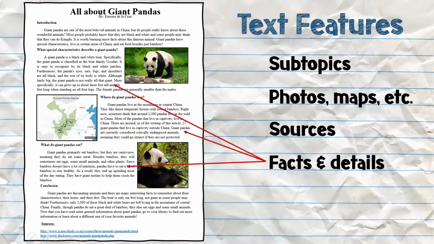And lastly, if you were to read all 3 of these subtopic paragraphs, they're full of facts and details about giant pandas. These are just some of the text features that you'll find in an informative writing.